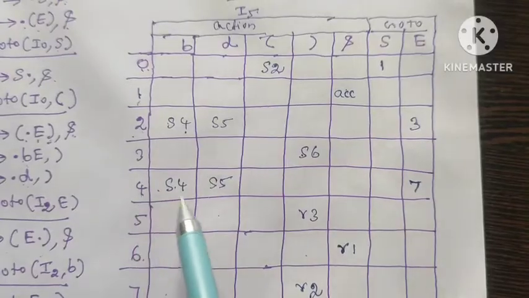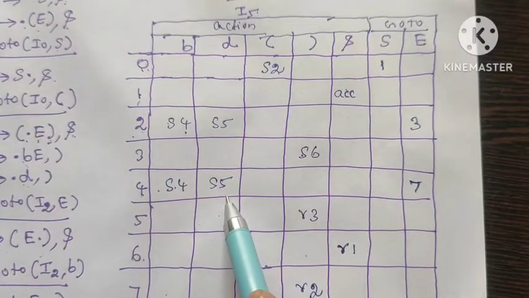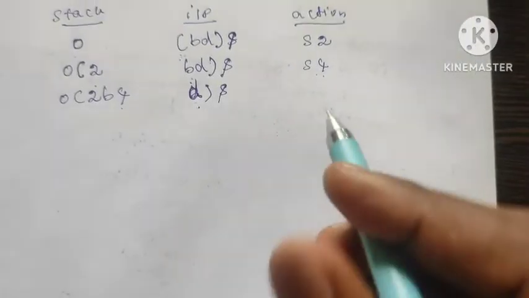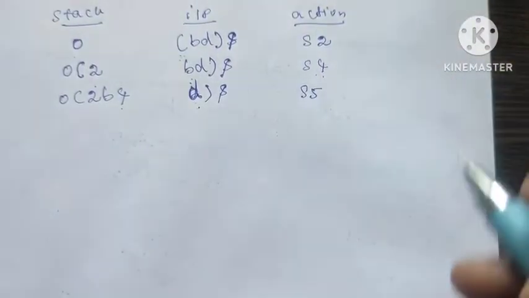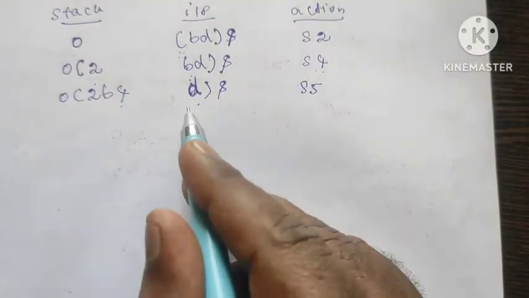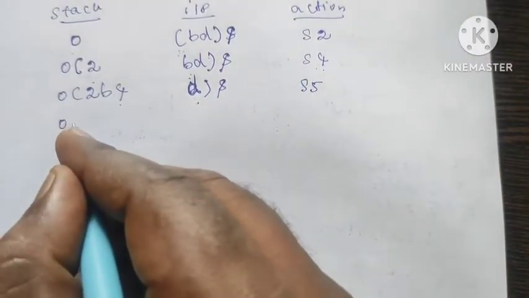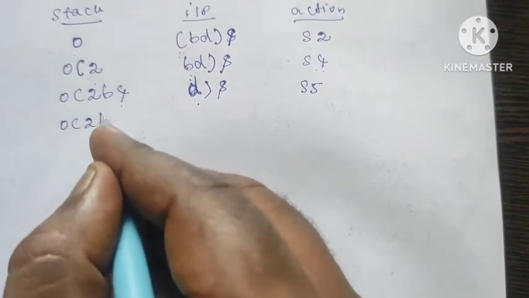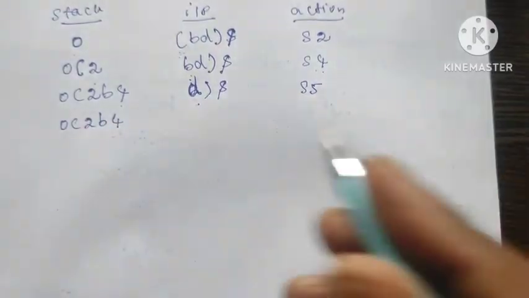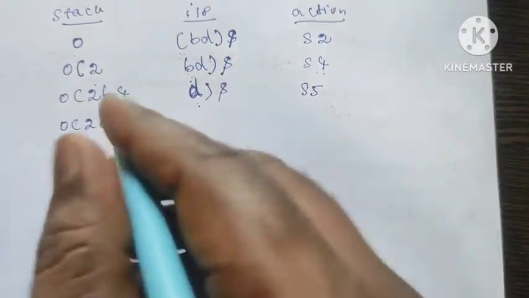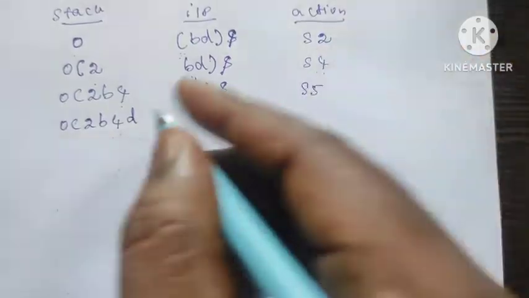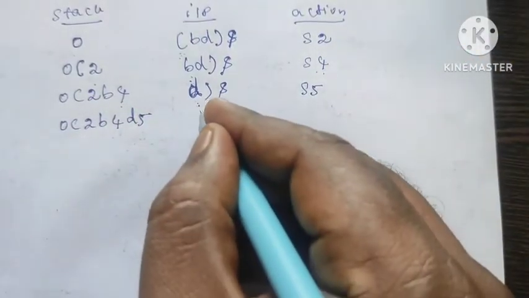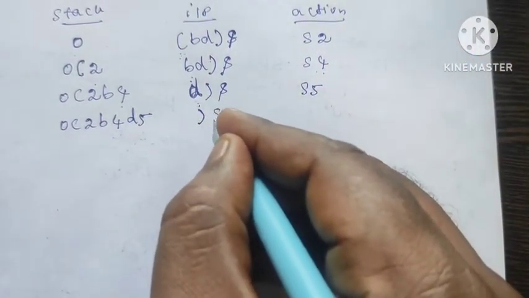So 4 and D is actually generating S5. So I write here S5. S5 means again you have to shift it. So 0, C, 2, B, 4. Push this D inside, D, 5. Close brackets and dollar remain.